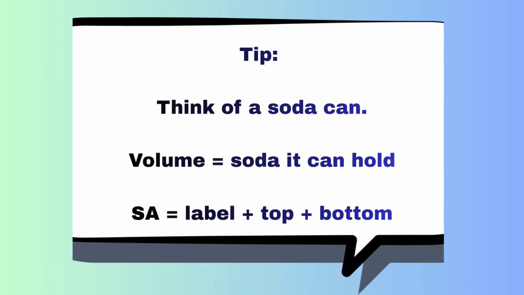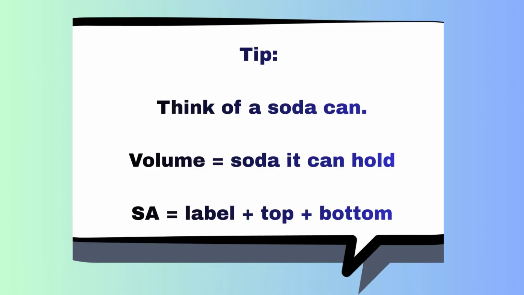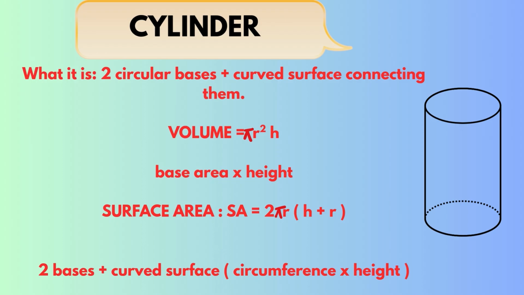Plus the curved surface is connecting them. So the volume we will find for the cylinder is pi r square h, where r is the radius and h is the height. And the surface area we will find by 2 pi r (h plus r).